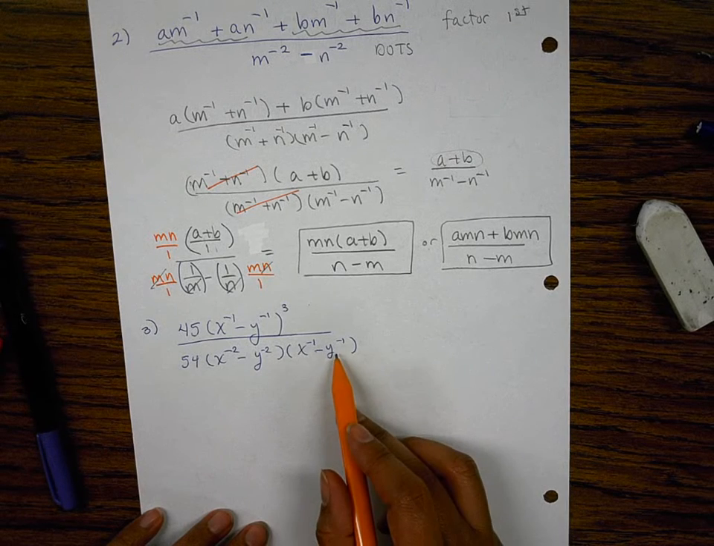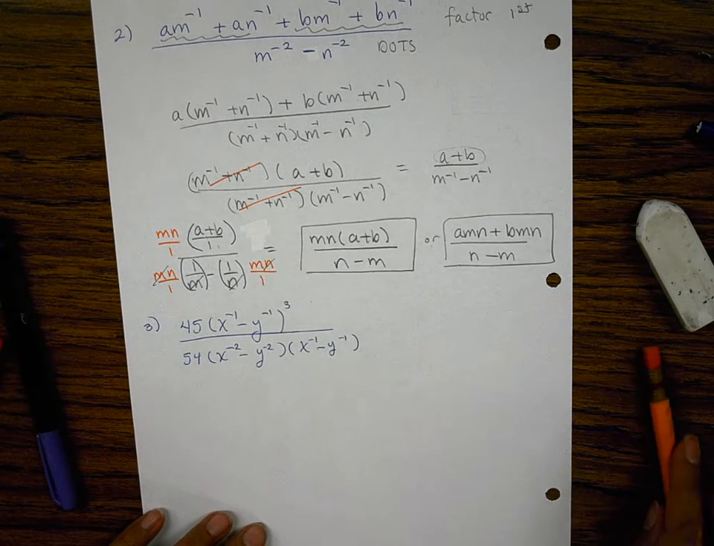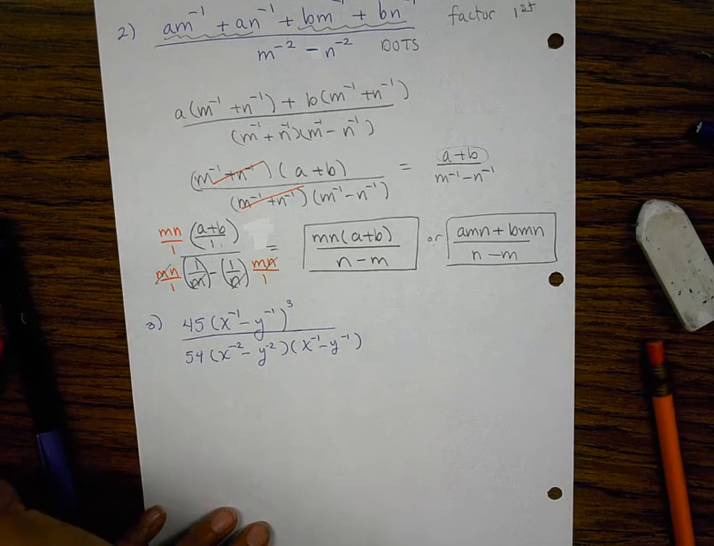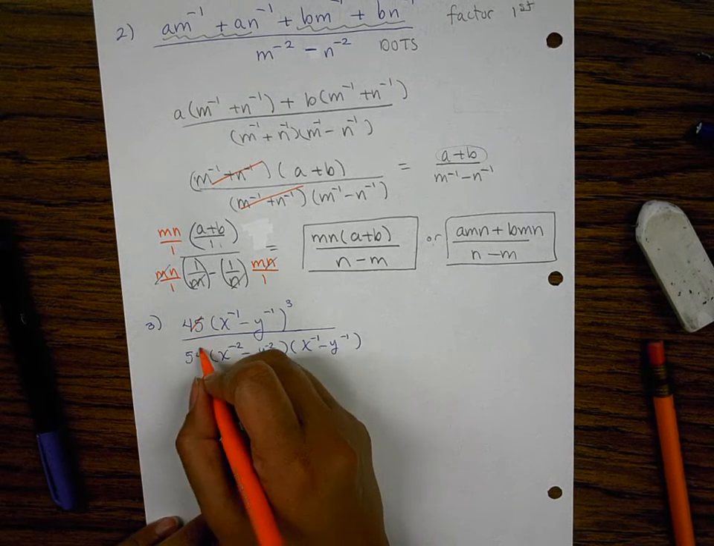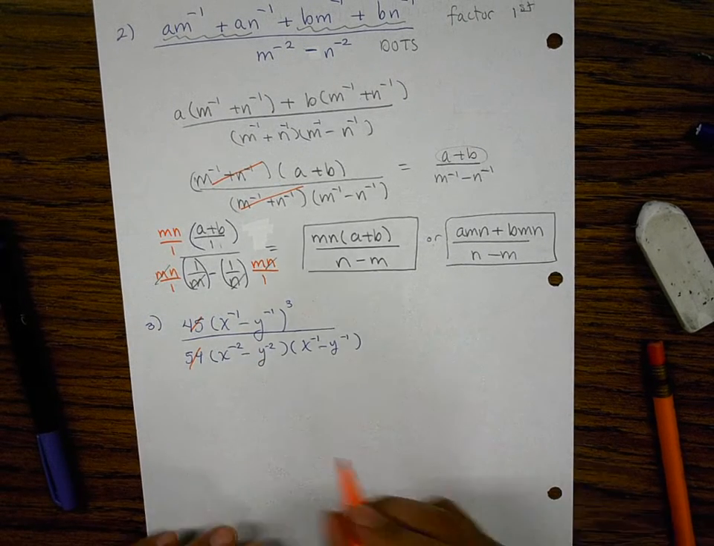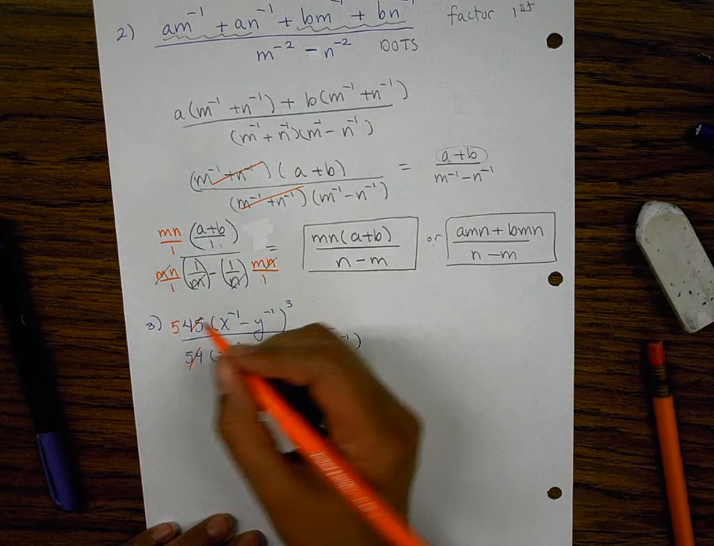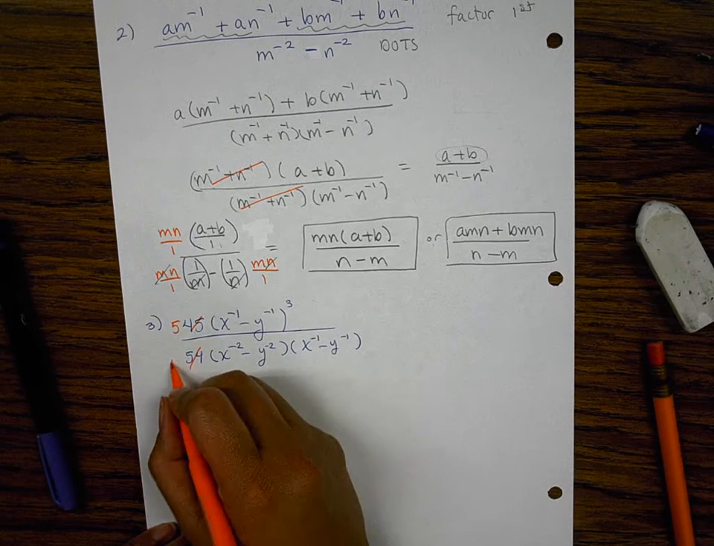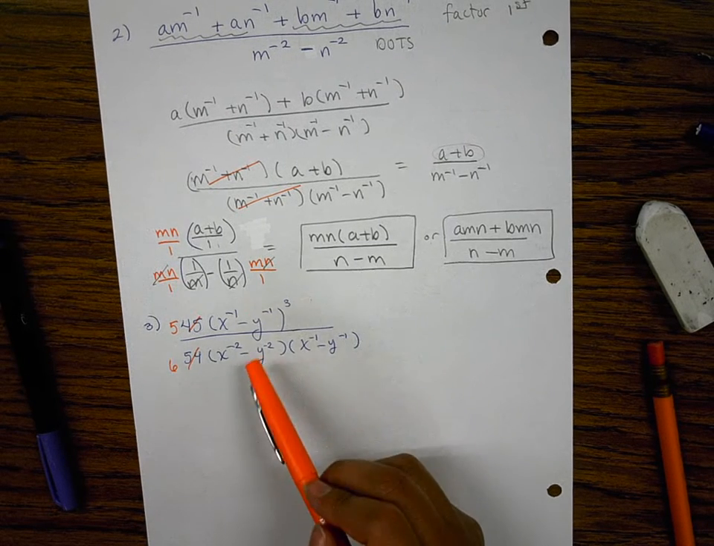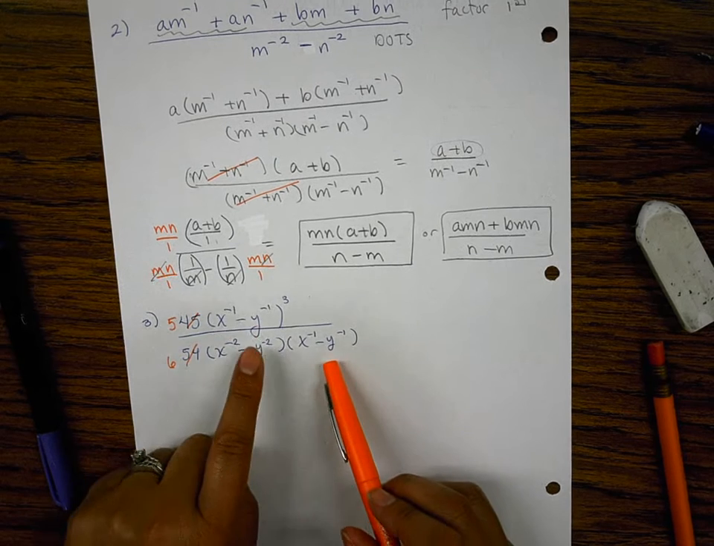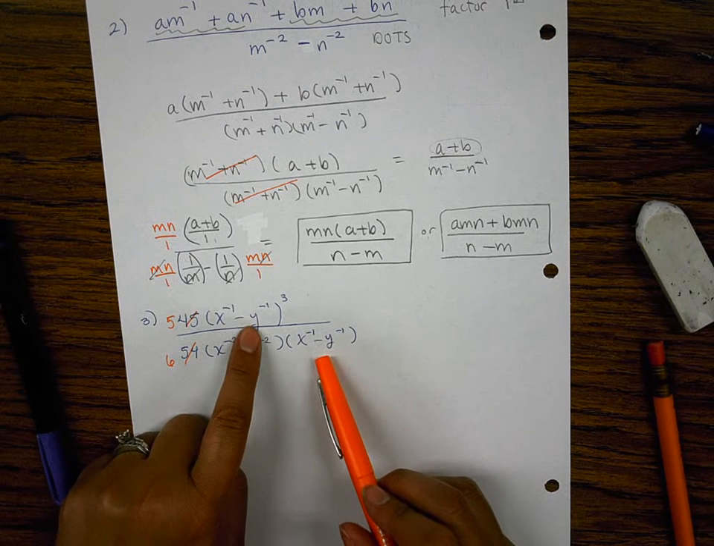Okay, this is already in factored form for me. 45 times this, 54 times this, everything is factored. So I'm going to go straight to reducing. What goes into 45 that also goes into 54? 9. So 45 divided by 9 is 5. 54 divided by 9 is 6. And let's see what I have.